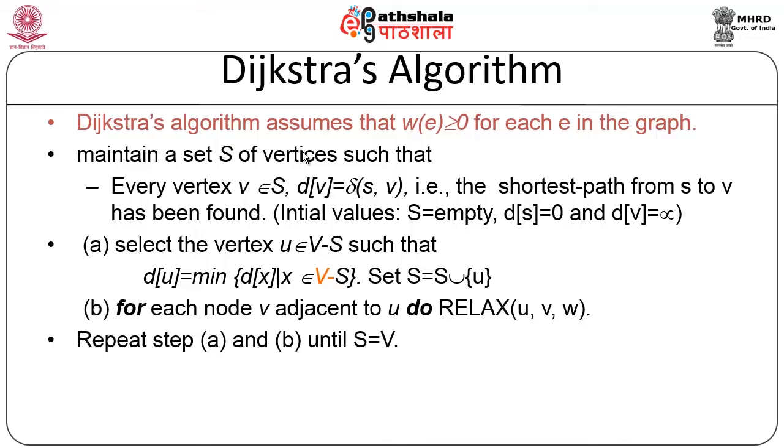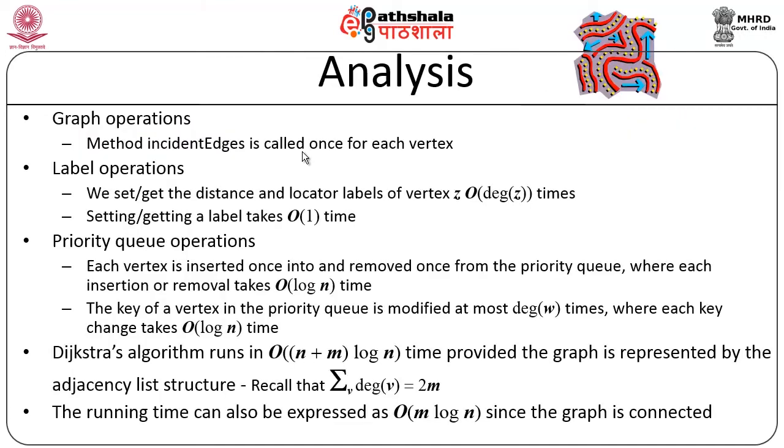For each node V adjacent to the U you have included, you have to do relax(U, V, W), where W is the weight, and then you repeat the steps until the set, originally starting as an empty set, contains all the vertices.